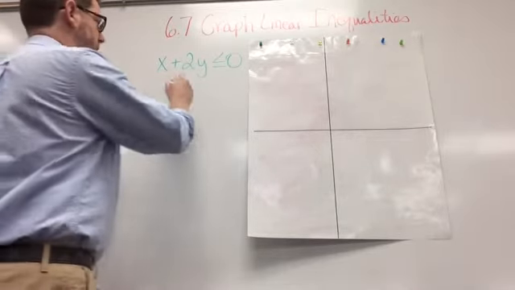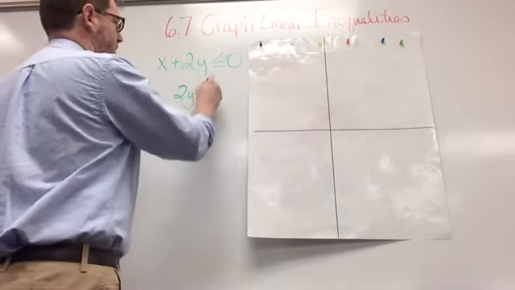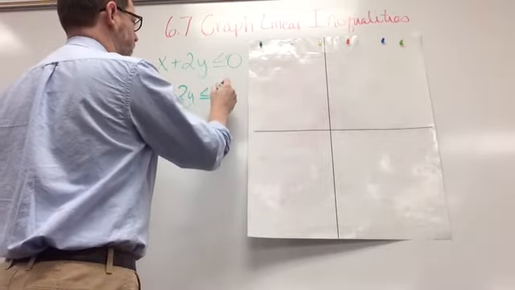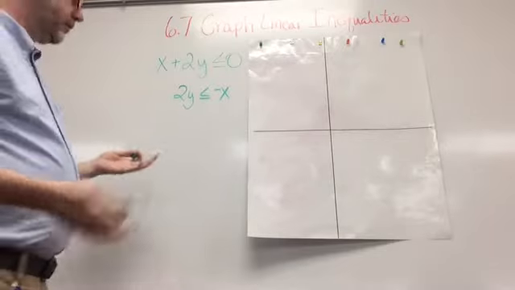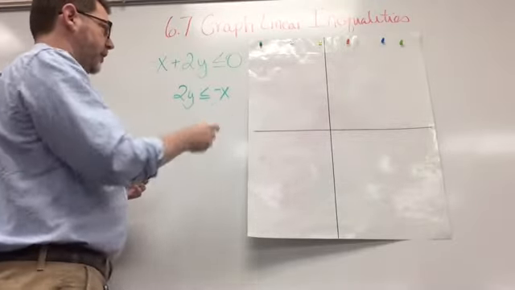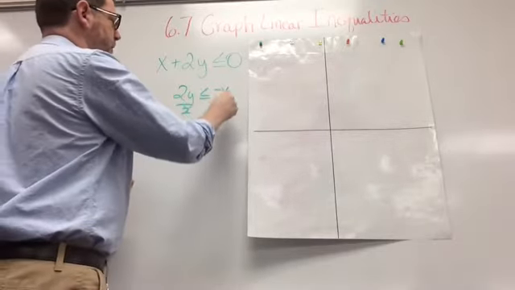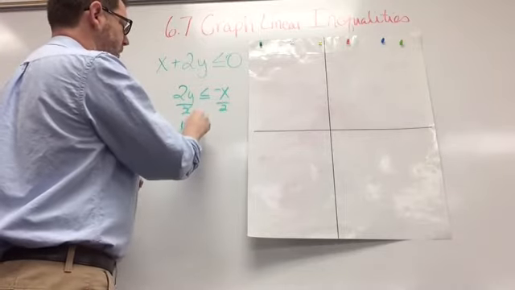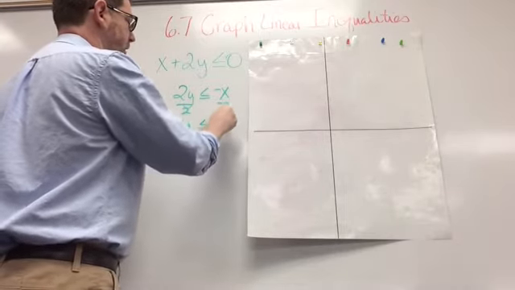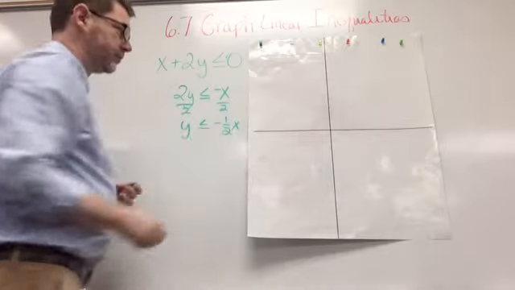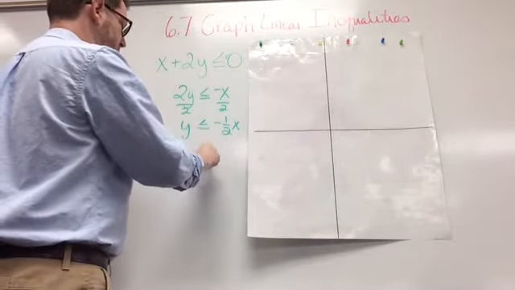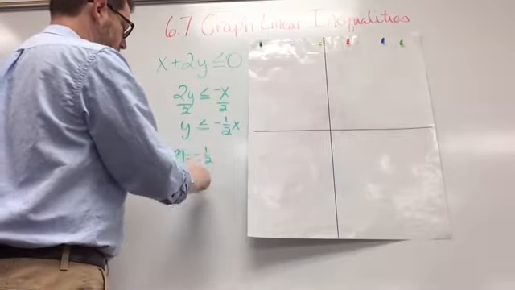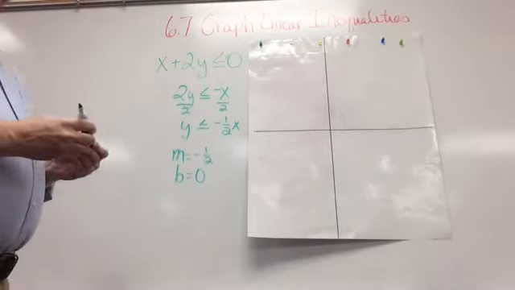so let's do that. So I'm going to leave 2y here because it's positive, is less than or equal to -x, and I don't need to put the plus 0. It's just not there. So then I divide everything by 2. So I have y is less than or equal to -1/2 x, which means that m is -1/2 and b equals 0. So I'm going to plot this.